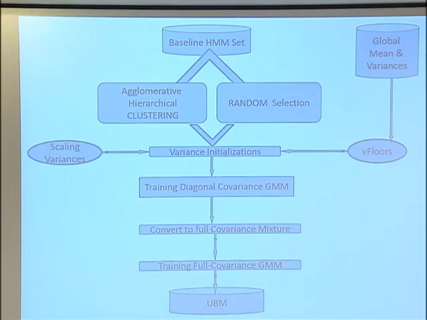Clustering is based on which two clusters have minimum change in likelihood, and after we obtain 100 Gaussians, we'll follow an approach for variance initialization, then we'll send it to the training module. While doing variance initialization, we'll scale variances, we'll calculate the variance flows, and while doing training, we will first train the diagonal covariance GMM, then we'll train the full covariance GMM instead of directly training the full covariance GMM. The advantage of using this is we have a lesser number of parameters and much lesser trade-off.